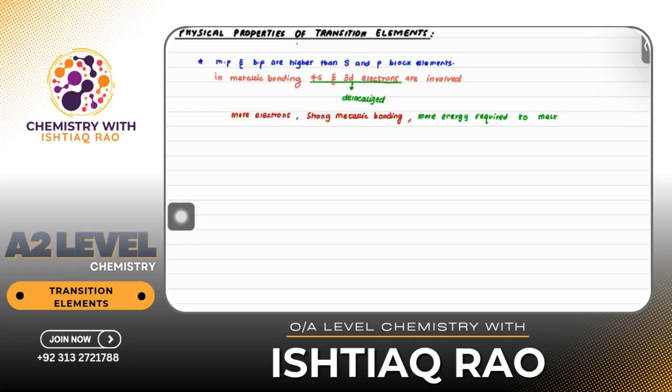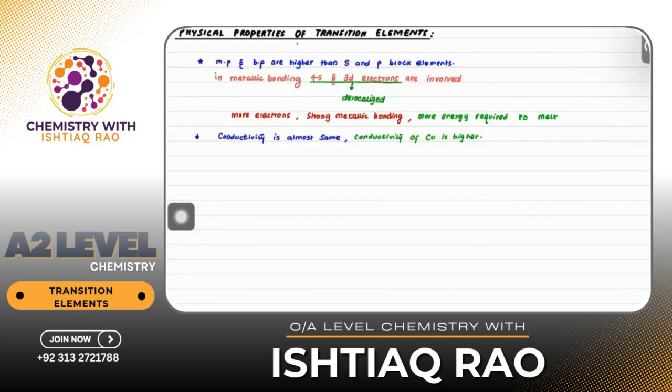So number two, I can write conductivity. Conductivity is almost the same. But remember, there is an exceptional case: the conductivity of copper is higher generally. Then what about atomic radius?